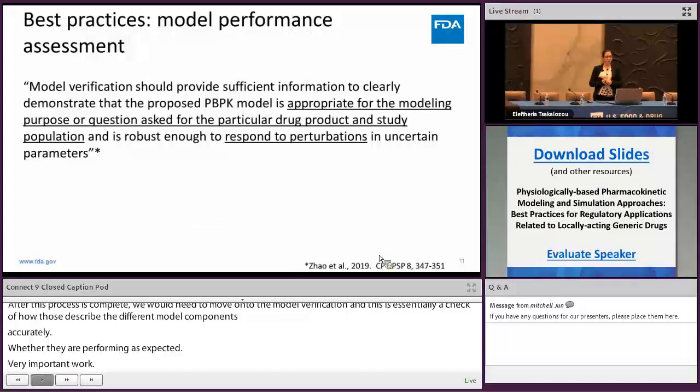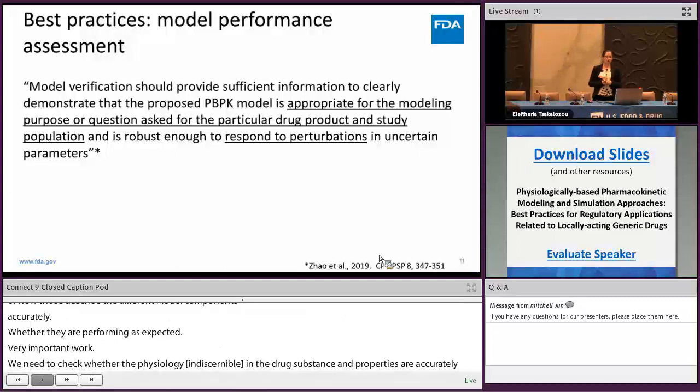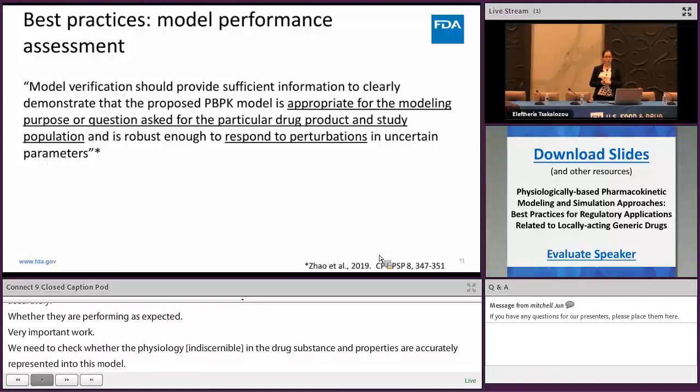Overall, model performance assessment is a process that aims at demonstrating that the proposed PBPK model is appropriate for the modeling purpose or question asked for the particular drug product and the study population, and is robust enough to respond to perturbations in uncertain parameters. This is a long and intense, loaded definition, but we will go over it in more detail.